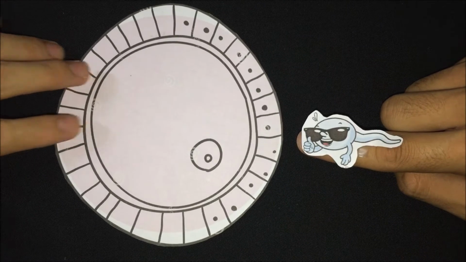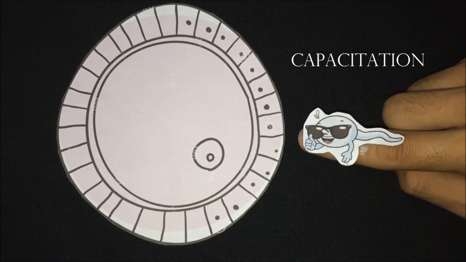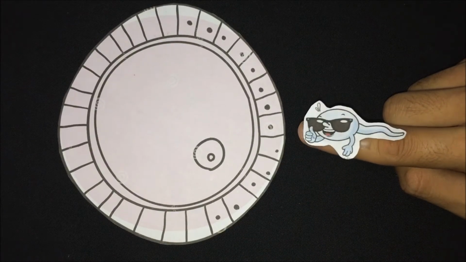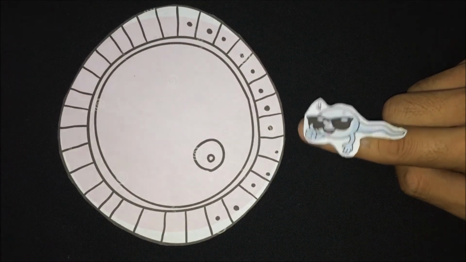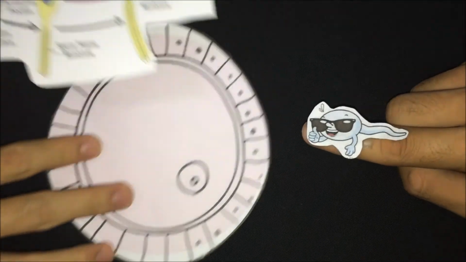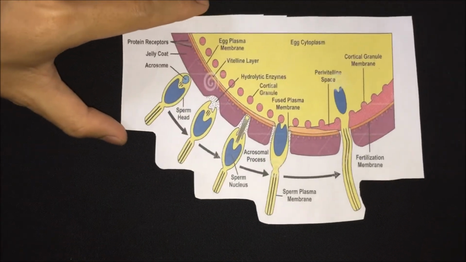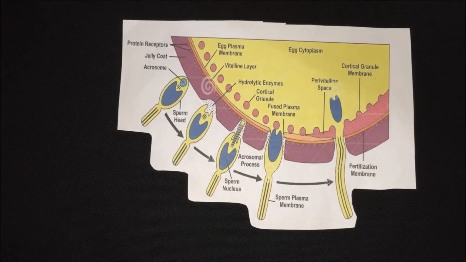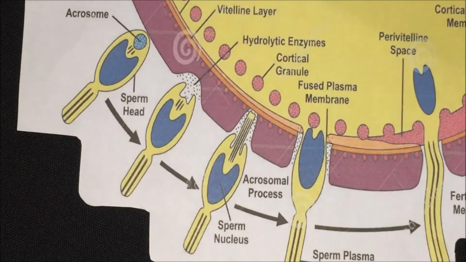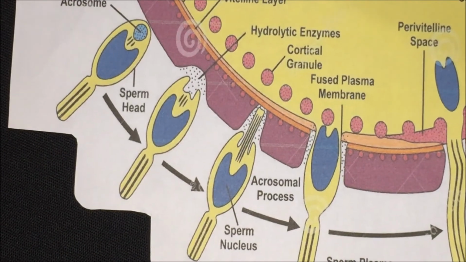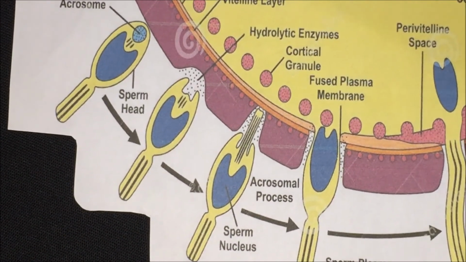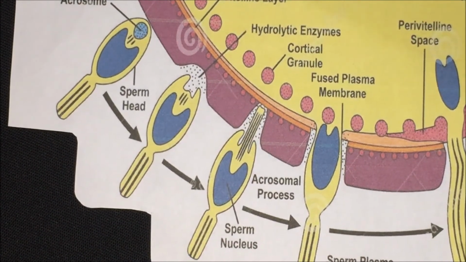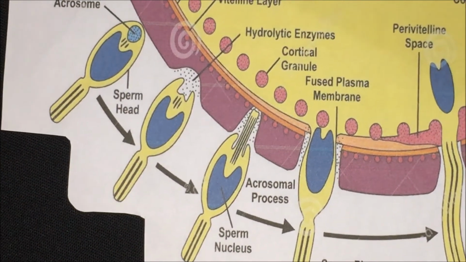The first stage is capacitation. In this stage, I remove my glycoprotein coat and rearrangement of intramembrane particles occurs. The second stage is the acrosomal reaction. The hydrolytic enzymes released from the acrosome make a hole in the jelly coat. The acrosomal process protrudes from the sperm head, penetrates the jelly coat and binds to the receptors in the egg plasma membrane.